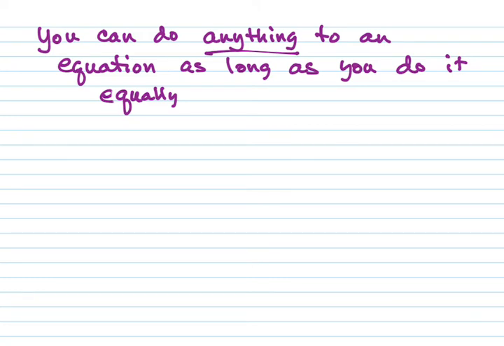Okay. So, you can do anything to an equation as long as you do it equally. So, could I multiply one side by 9? Yes, as long as I multiply the other side by 9. Exactly the same thing. Could I subtract 5 from one side? Yeah, as long as I subtract 5 from the other side. Say the same thing.